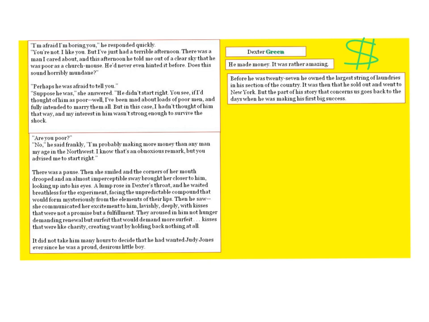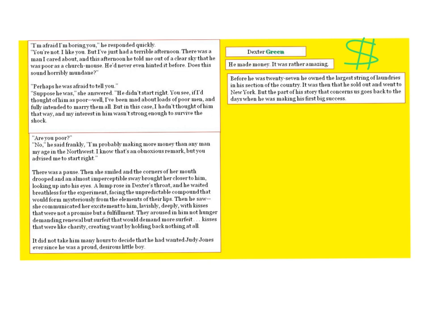"He made money. It was rather amazing. Before he was 27, he owned the largest string of laundries in this section of the country." So tremendous success. And of course, Judy Jones is presented as being able to sniff that out and smell the money, and is attracted to Dexter and sets about snaring him. So you can have a little look at some of the quotes there.